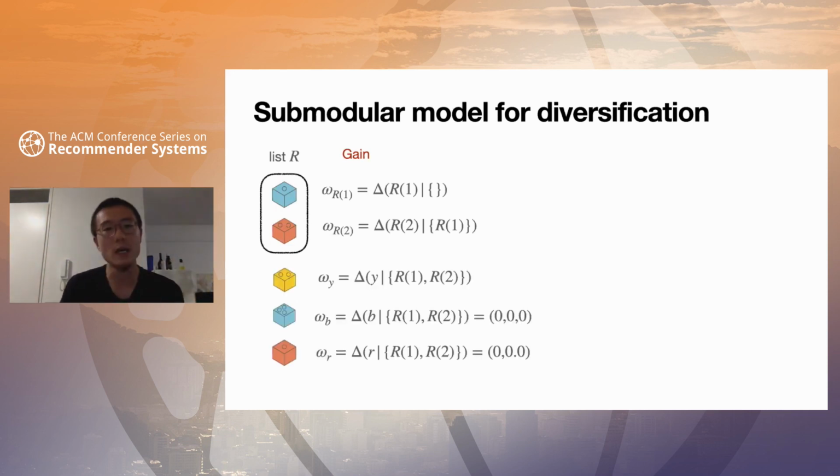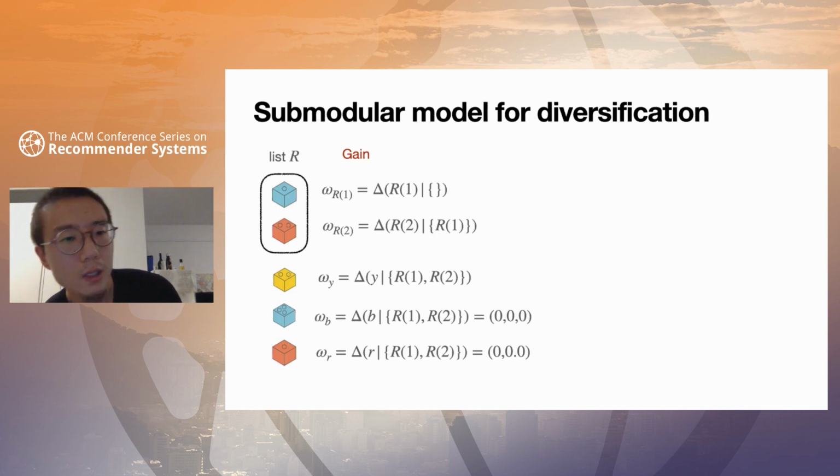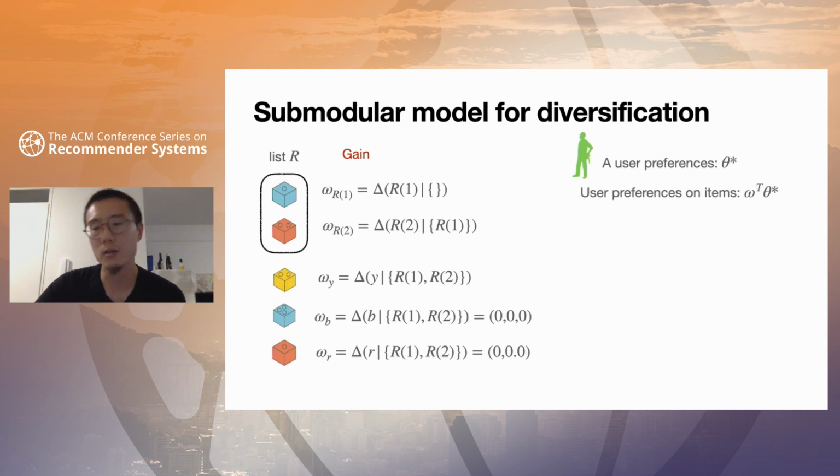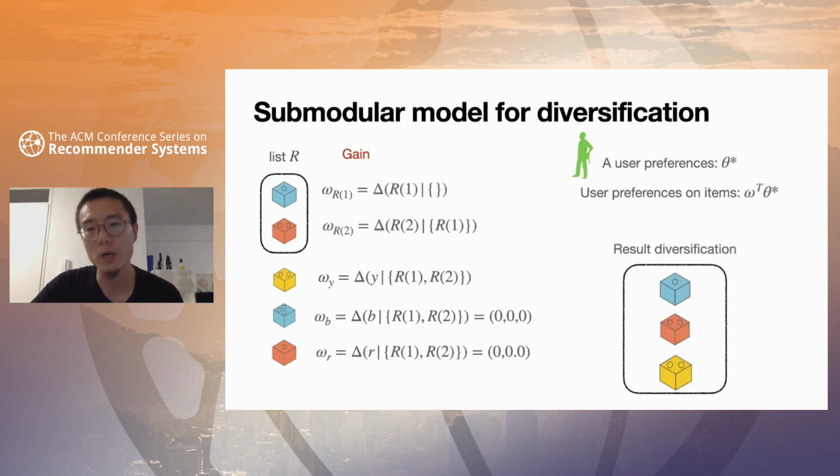So here in this example, think like we have a ranked list with this blue and red items on top. And when we want to choose the third one, probably the yellow item will have a large topic coverage gain. And also we think a user has their own preference over different types of topics. And then we do the dot product and find the item to include in this ranked list. So now we choose the yellow box as the third one.